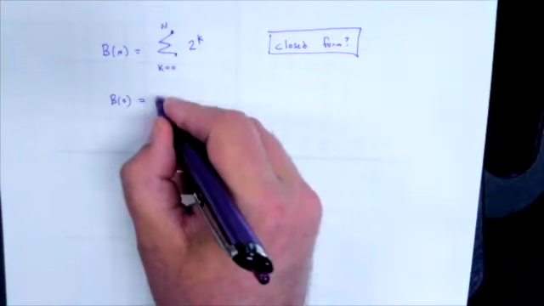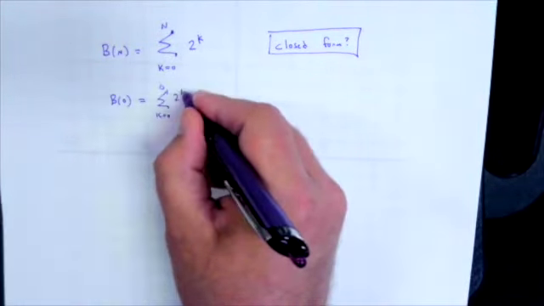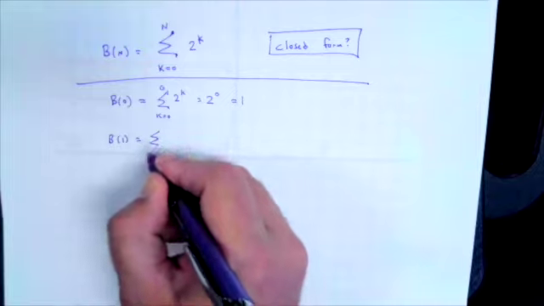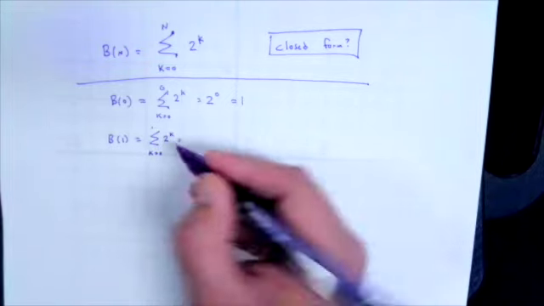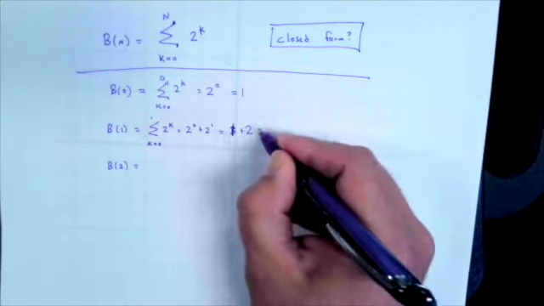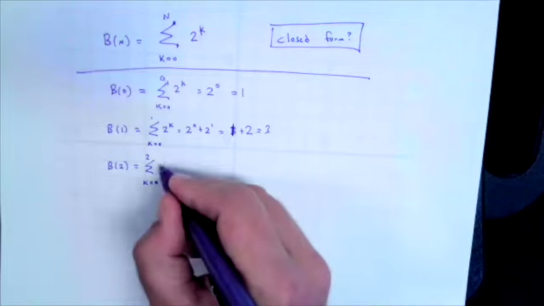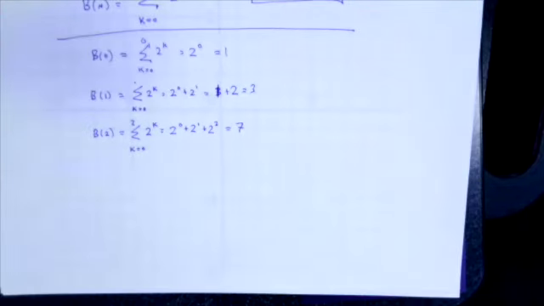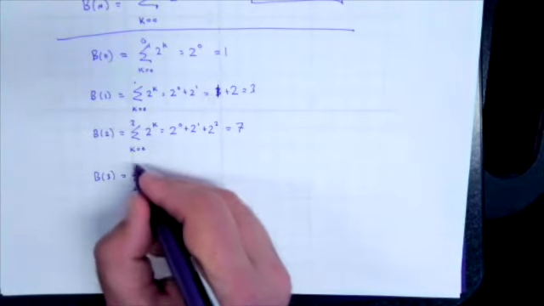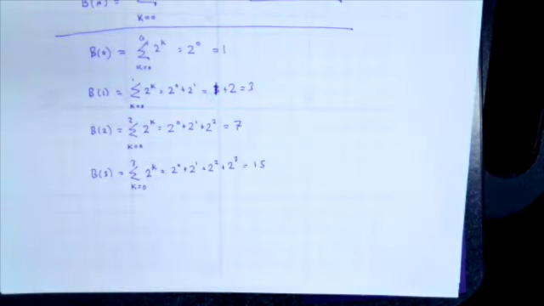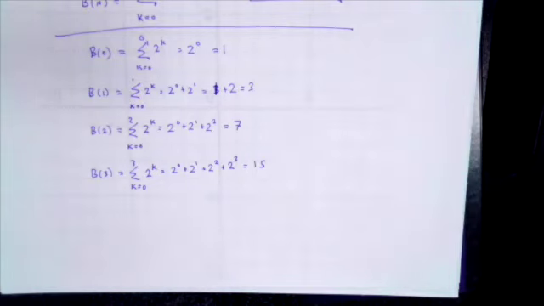So what's b of 0? It's just the sum from 0 to 0 of 2 to the k, which is 2 to the 0, which is 1. If I look at b of 1, I get the sum from k equals 0 to 1 of 2 to the k. It's 2 to the 0 plus 2 to the 1. This is 1 plus 2. If I look at b of 2, this is the sum from k equals 0 to 2 of 2 to the k. It's 2 to the 0 plus 2 to the 1 plus 2 to the 2, which is 7. If I look at b of 3, k equals 0 to 3, 2 to the k, 2 to the 0 plus 2 to the 1. And now I have to look and see. If I'm going to make a conjecture, I have to base it on something. I have to see, is there anything I can connect this to that I might recognize?